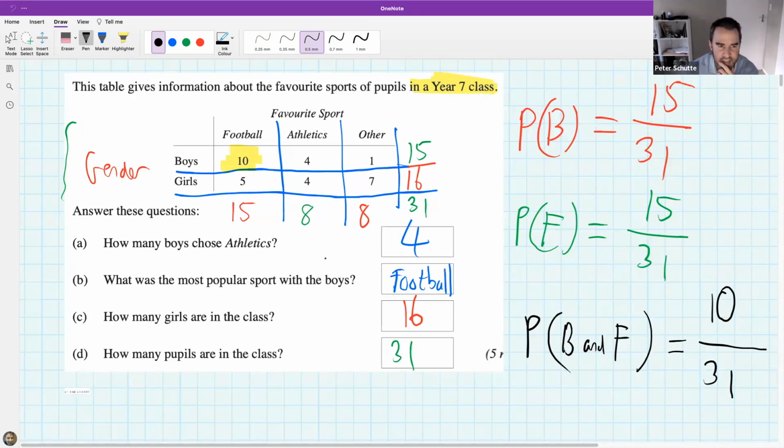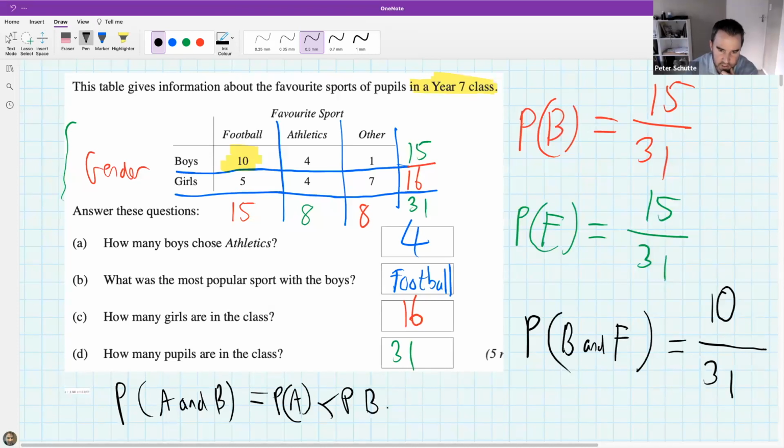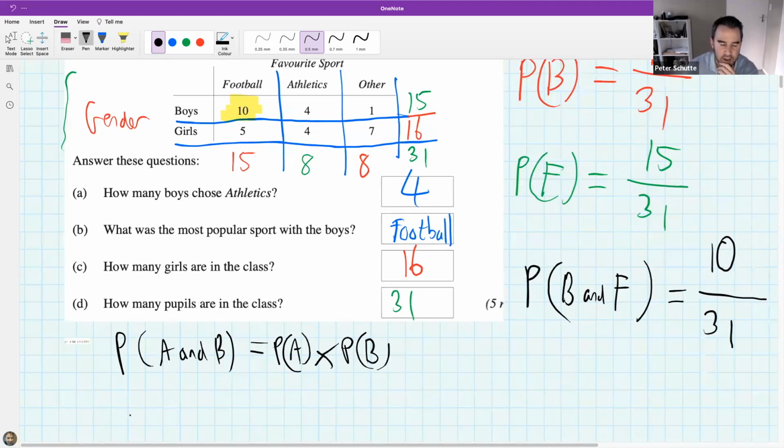Okay, so now let's connect this to the idea of independence. So is gender independent of favorite sport? Well, at the beginning of the lesson, I said to you the definition for independence would be something like this. We need to check that this is true. But now A and B are just placeholders. So instead of saying A and B, what makes more sense for this question is I'm going to let B be boys, and then F for favorite sport of football, and then I want to check whether or not the probability of this times the probability of that is the same.